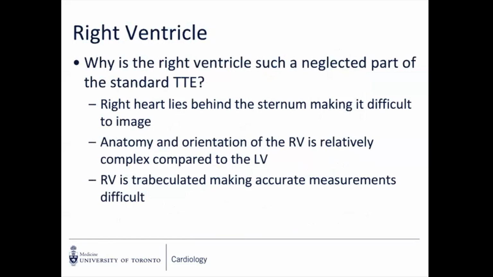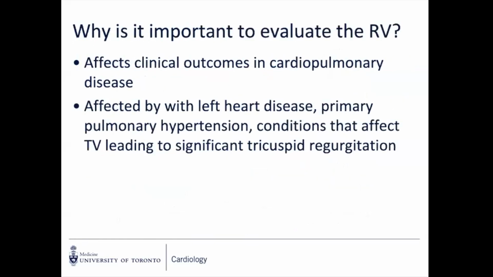As I mentioned, the RV has been neglected in our standard TTE, partly because it's difficult to image. It lies behind the sternum, which puts it in an awkward position. The orientation and anatomy of the RV is complex relative to the LV. And the RV is trabeculated, which makes endocardial definition difficult and, as a consequence, makes it challenging to get accurate measurements. But it has an impact on cardiopulmonary outcomes, and we know there's an interaction with left heart disease, pulmonary hypertension, and patients with severe TR. So an assessment of the RV beyond just visual estimation is important and necessary, and establishing tools to do that is an important skill set.